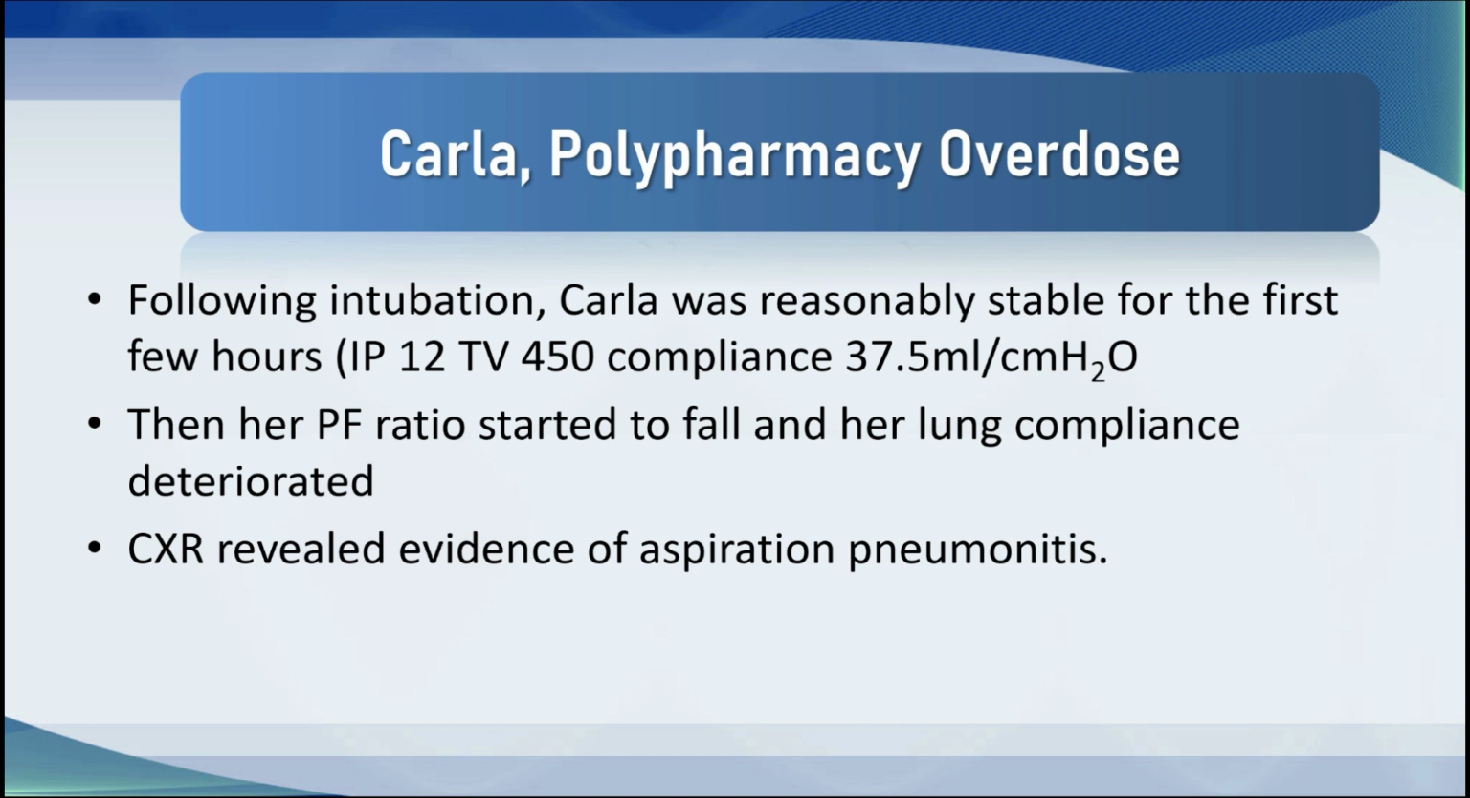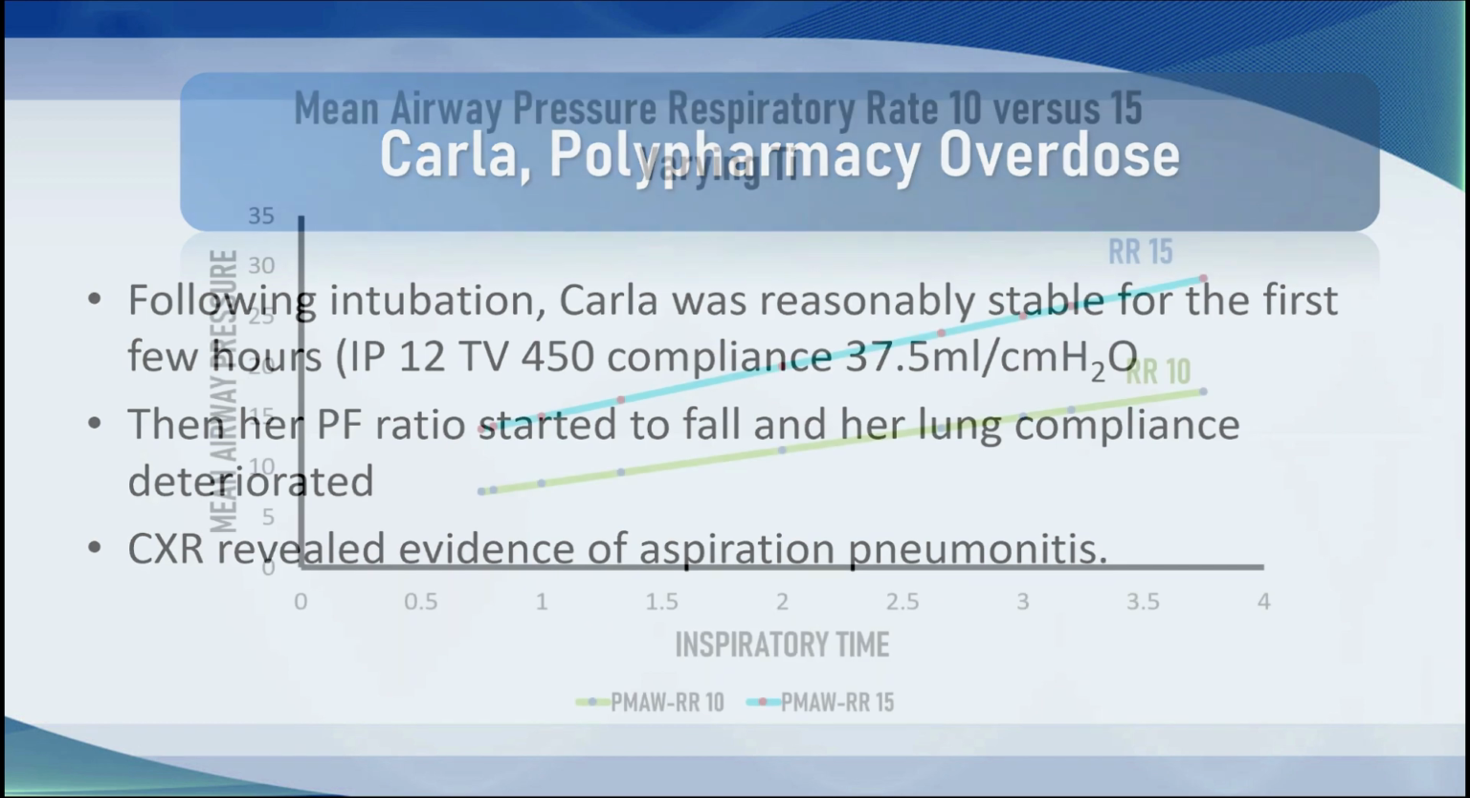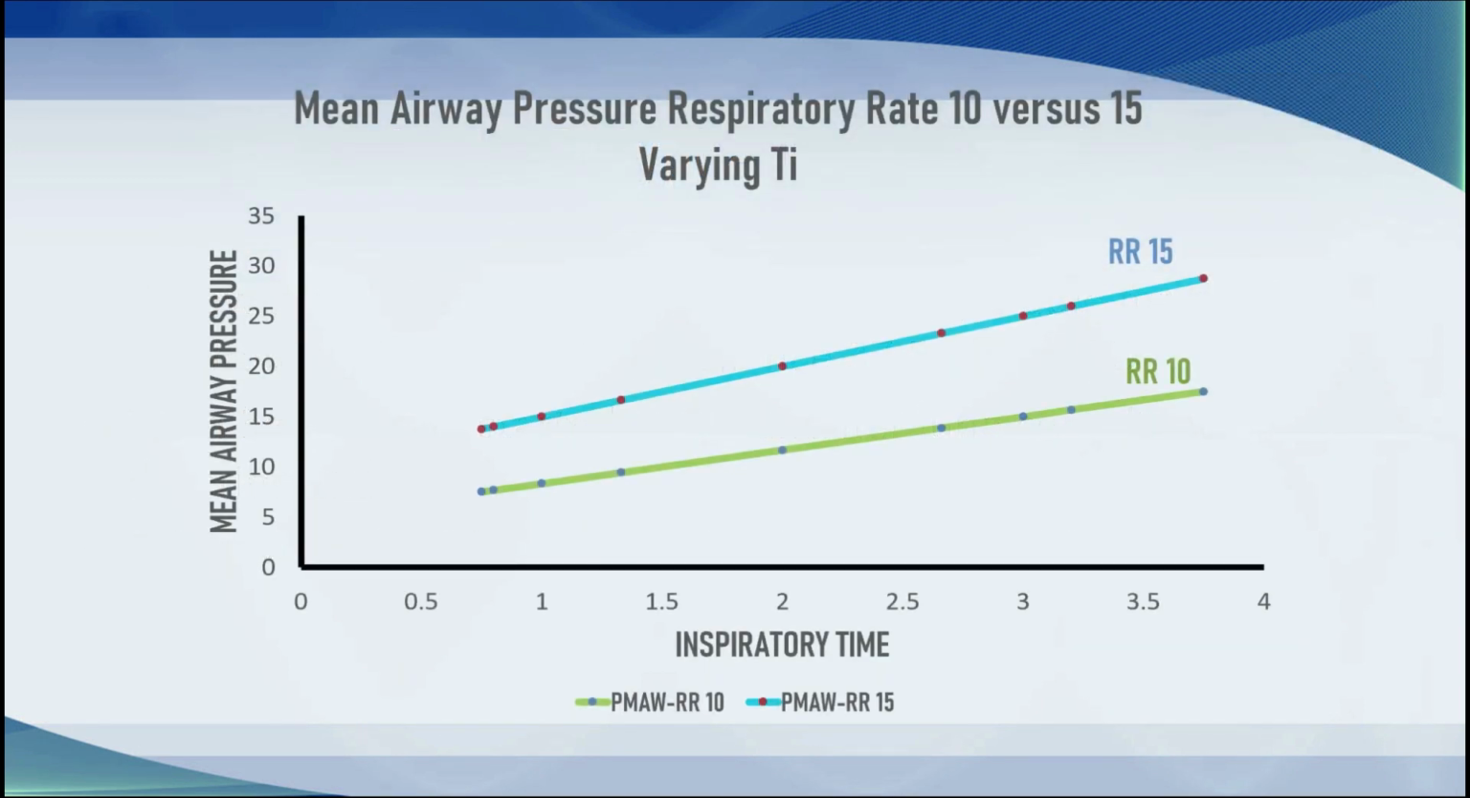Then her PaO2-FiO2 ratio started to fall. That means that she was becoming progressively more hypoxemic. Her arterial oxygen content started to fall and more oxygen was given, and her lung compliance deteriorated. Her chest x-ray revealed evidence of aspiration pneumonitis. Now, there are various things you can do to try and improve the situation, but be aware what you're really trying to do here is increase her mean airway pressure.